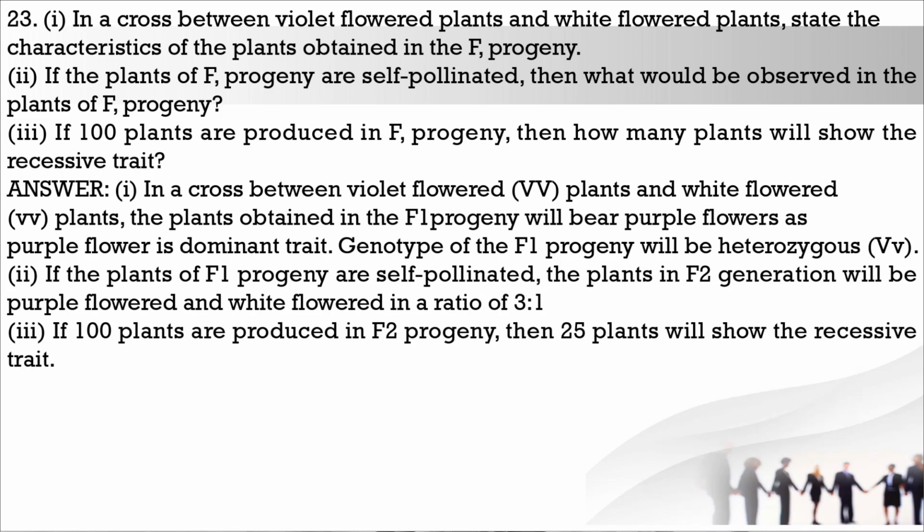In a cross between violet flower VV and white flower small vv plant, the plant obtained in F1 progeny will be a purple flower, as purple flower is dominant trait. Genotype of F1 progeny will be heterozygous, capital V, small v. If a plant of F1 progeny are self-pollinated, the plant in F2 generation will be purple flower and white flower in a ratio of 3:1. If 100 plants are produced in F2 progeny, then 25 will show the recessive trait.